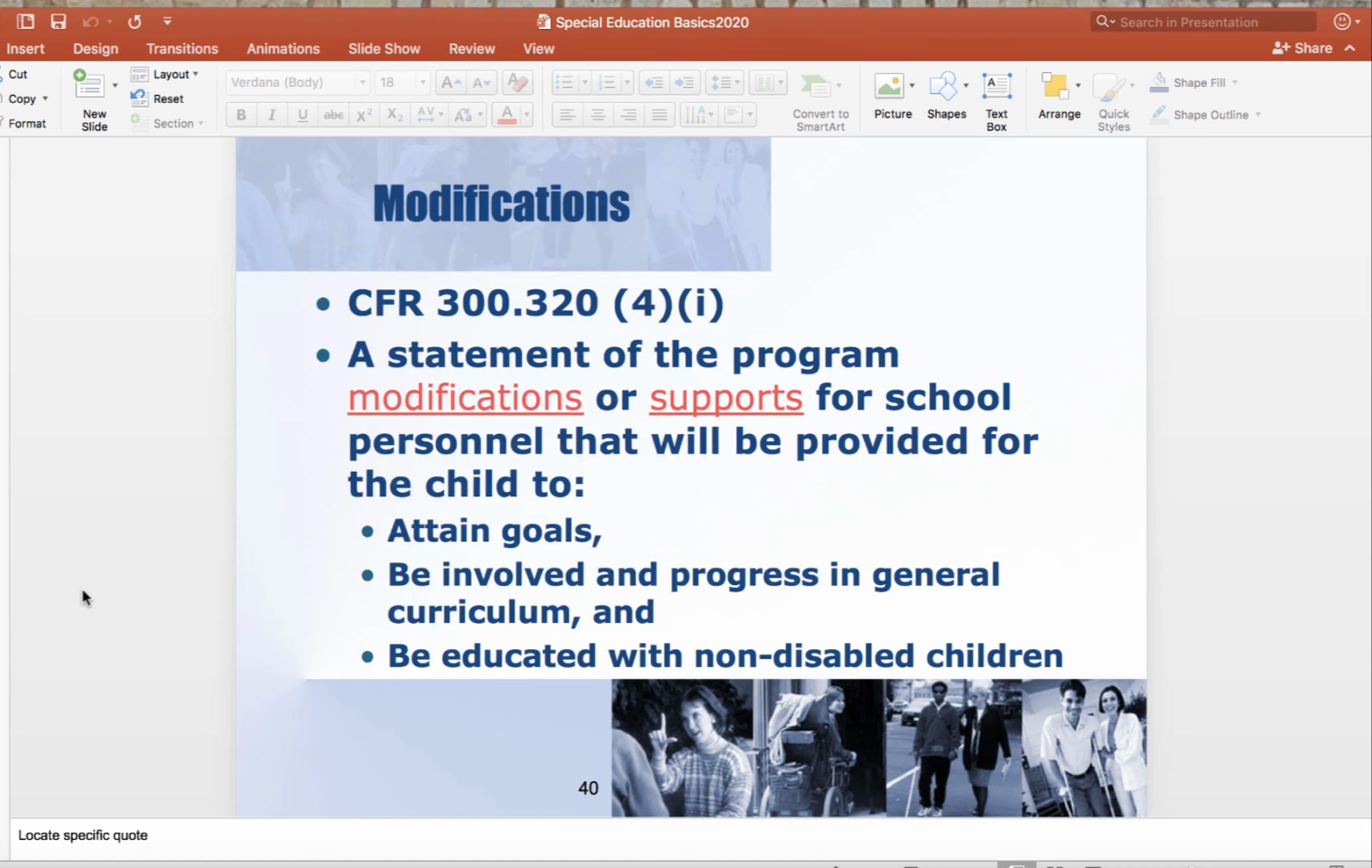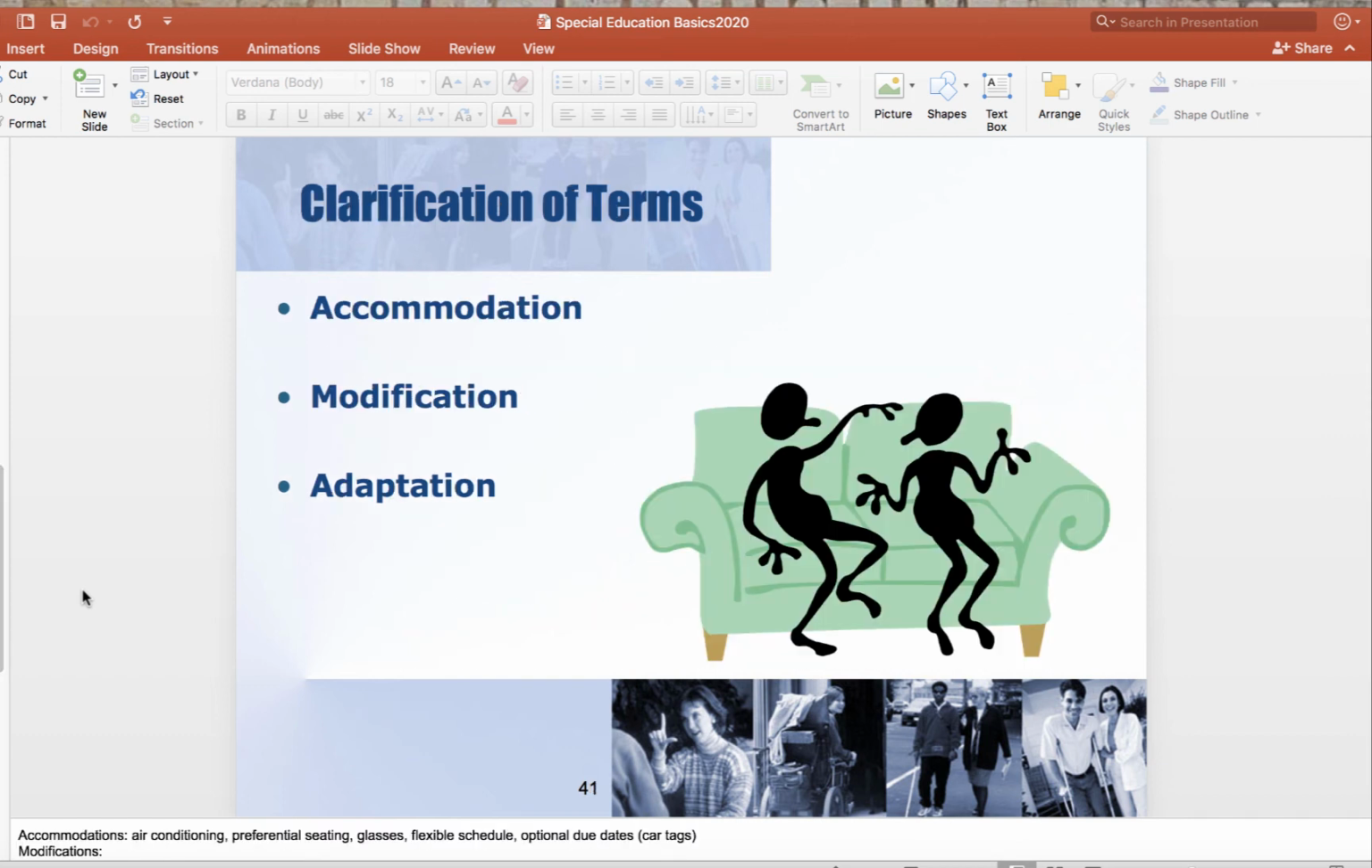Then there must be a statement of the program's modifications, supports, etc. for the child. And so we're going to talk real quickly about accommodate, modify, and adapt. Accommodate is much different than modify. Adapt is very similar to accommodate, but modify is very different. There is in your files an activity you can go through, and I'll create another video for you to look at it. Is it an accommodation or not? We'll talk through that one a little bit later.